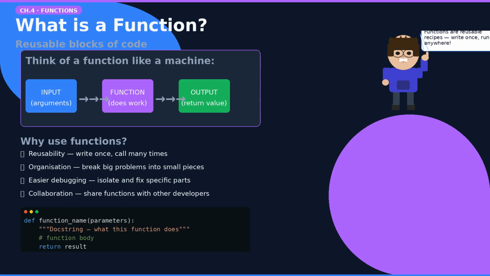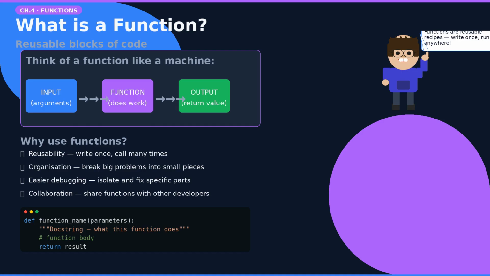Why should you use functions? Reusability: write the code once, call it 100 times. Organization: break a big problem into small, manageable pieces. Easier debugging: if something goes wrong, you know exactly which function to fix. And collaboration: you can share functions with your teammates without them needing to understand how it works internally.